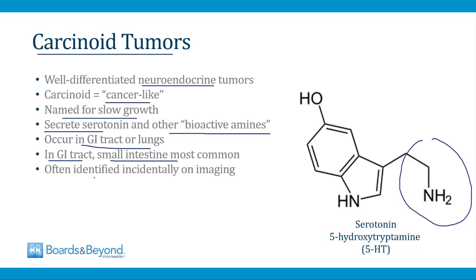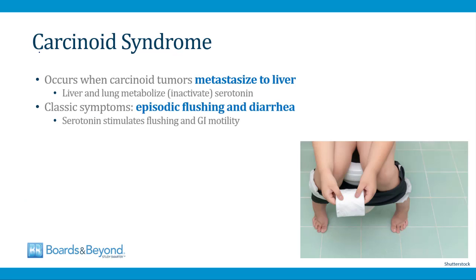And because these tumors are slow growing, they don't often get very big or metastasize very widely, so for this reason they're often identified incidentally when imaging is done of either the GI tract or the lungs. A subset of patients with carcinoid tumors of the small intestine will go on to develop what's known as the Carcinoid Syndrome. This is a collection of clinical features that occurs due to systemic release of serotonin. This only occurs when carcinoid tumors metastasize to the liver.